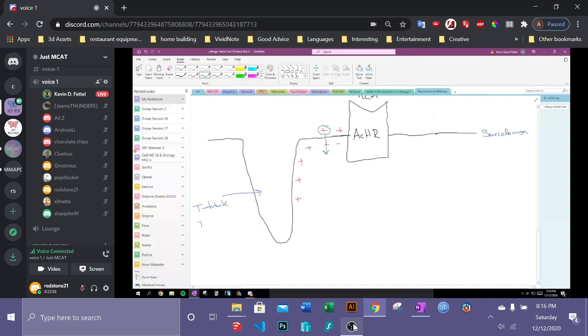Transverse? I'm not sure. Yeah, it's a transverse. T stands for transverse. Okay. Transverse tubule. And what is the purpose of this crevice, this pit, or this T tubule? What's the point of this?